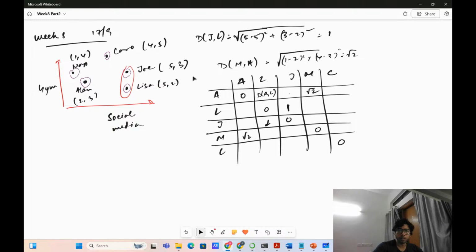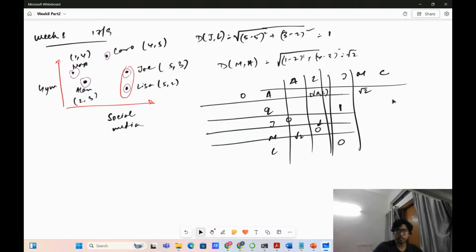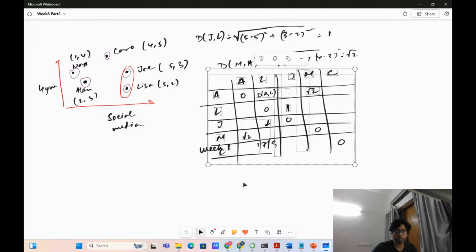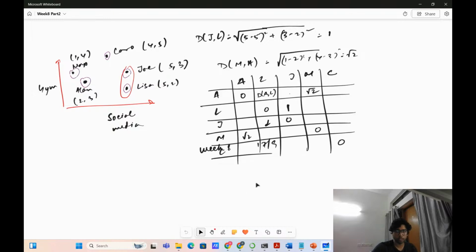So in the next step you repeat this, and how you repeat this is you make the distance matrix again. Second iteration. Now you have got this cluster. So what will be your next iteration?